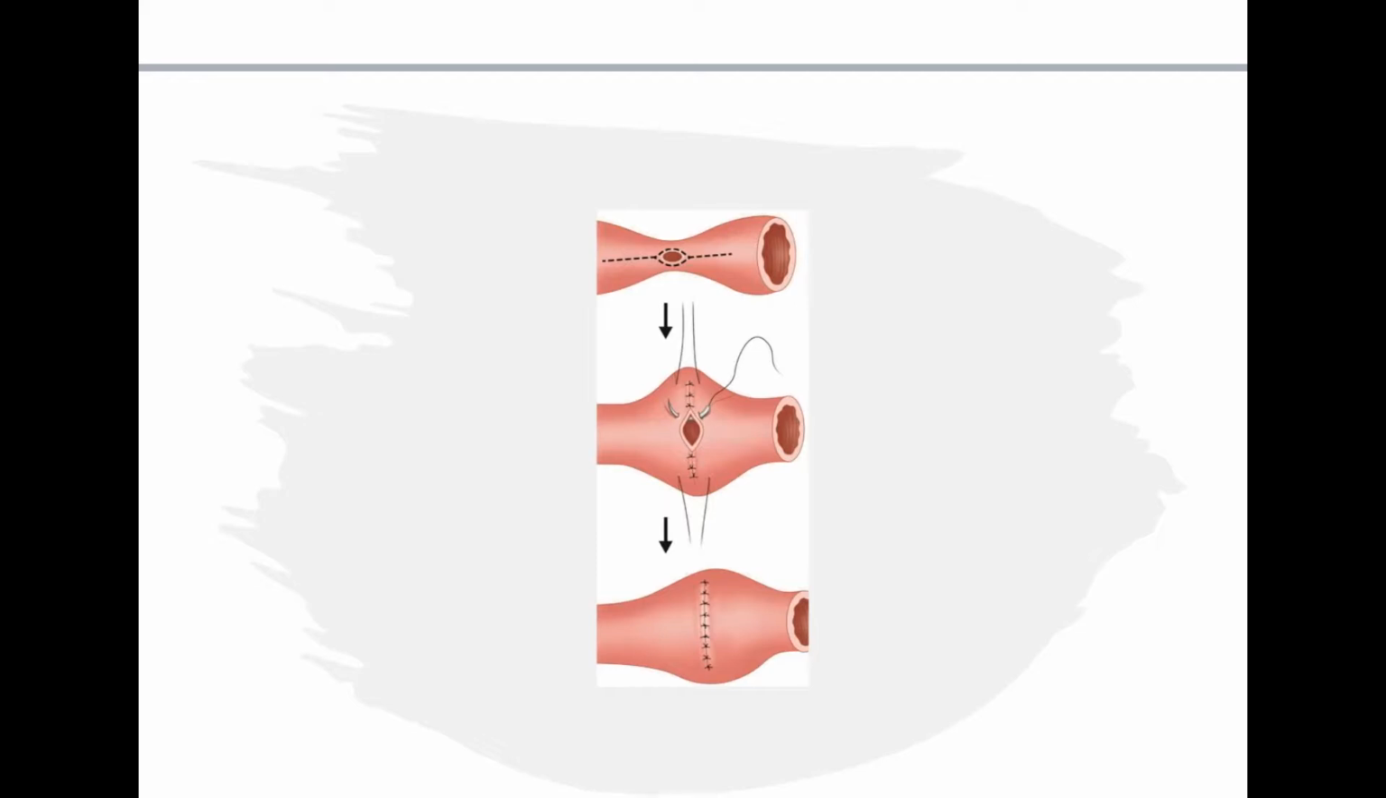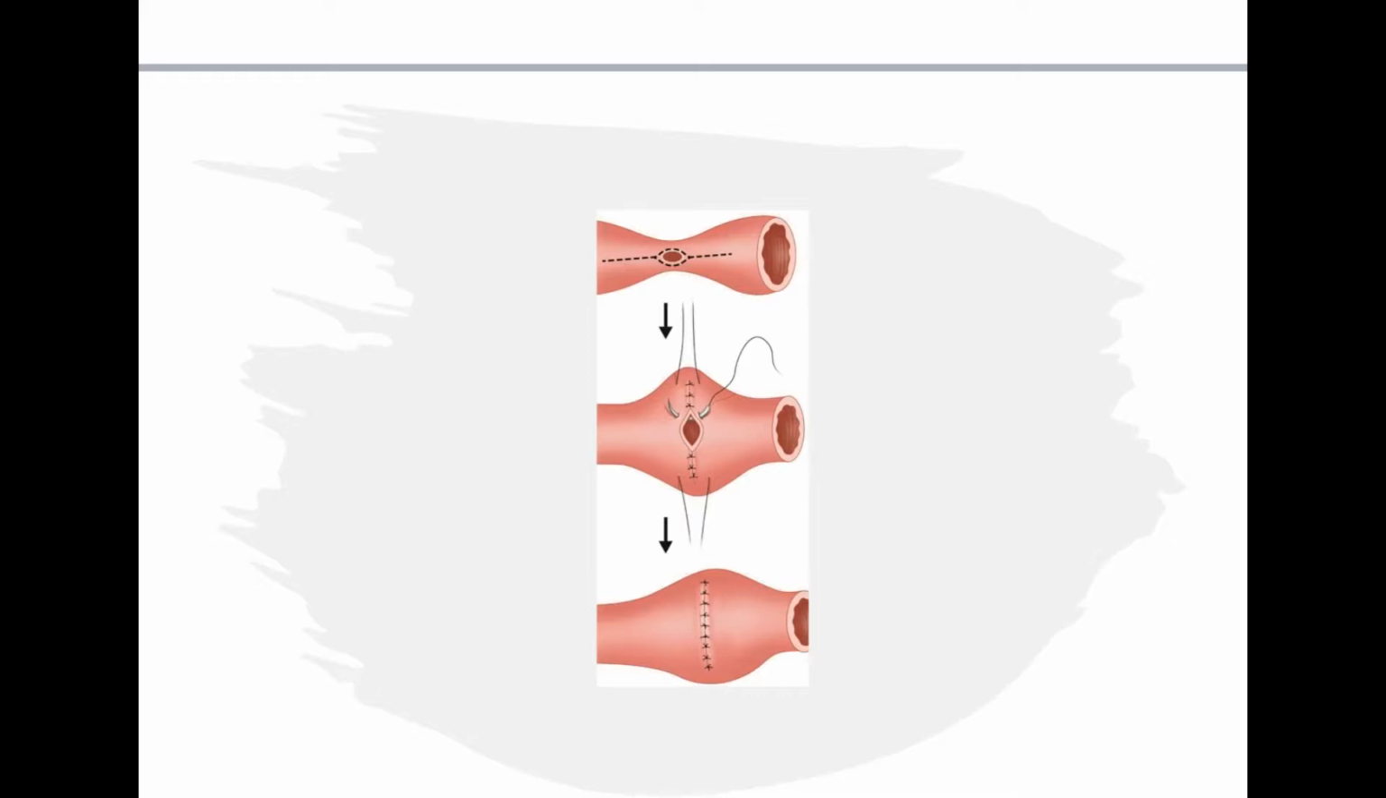But if it is involving the full thickness, then we need to do double layer closure with interrupted sutures. As you can see here, it should be double layered, and both of them will be interrupted, and with fine absorbable suture, maybe also 3-0 polyglactin or any absorbable one.